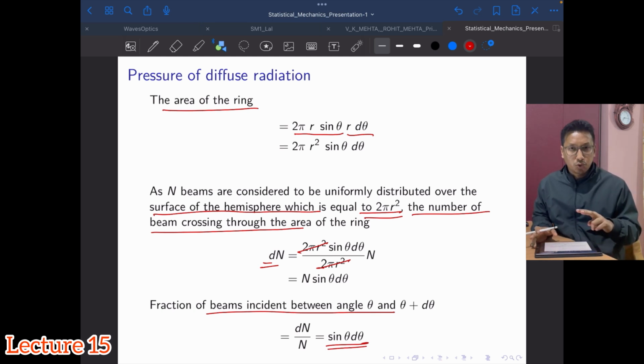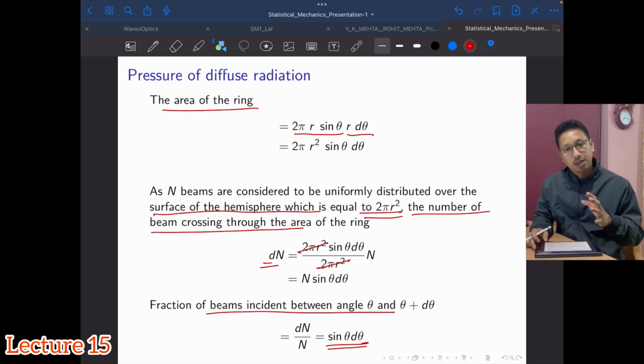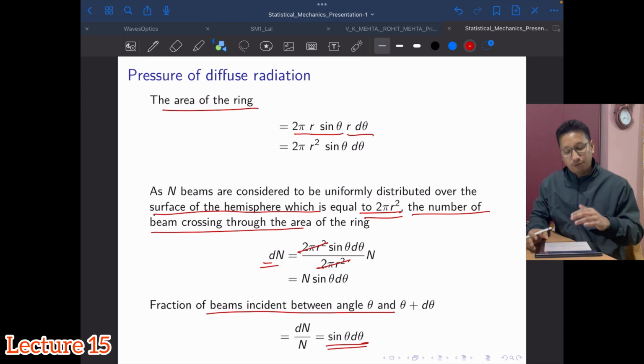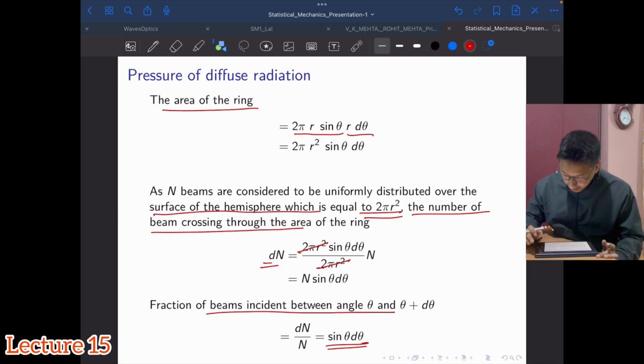So we have learned today the two cases of pressure due to radiation. One is for normal incidence, where we have seen that the pressure exerted by the radiation falling on the surface with normal incidence is equal to the energy density. And for diffuse radiation, where we consider photons or beams of radiation falling on the surface from various directions, the pressure exerted by the radiation will be 1/3 of the total energy density. Okay, so we shall stop here.